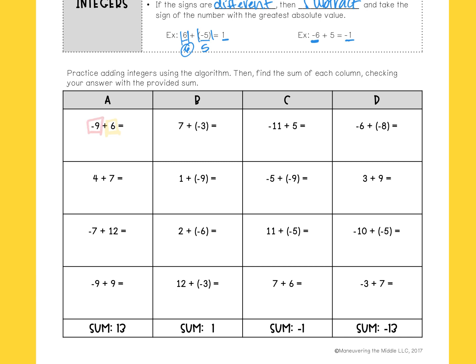So we are going to find the difference between 9 and 6. So 9 minus 6 is 3. So we know that our answer will be either negative or positive 3. But now I just need to find the absolute value of our numbers. So the absolute value of negative 9 equals 9. And the absolute value of 6 equals 6. So 9 is the greater absolute value, and our 9 has a negative number in front of it, so our answer will be negative 3.